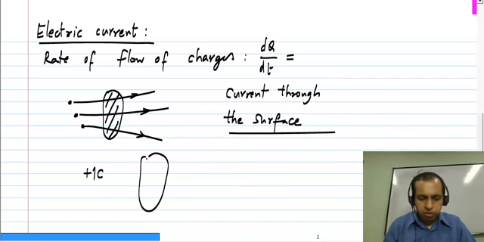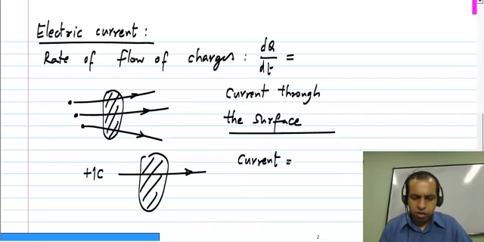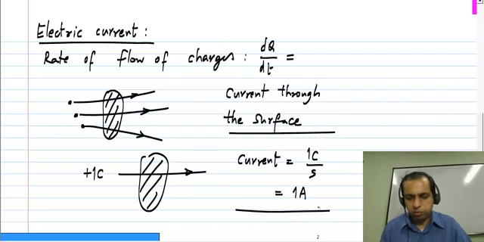that happens to cross this surface in 1 second, that is, over 1 second a total of 1 coulomb of charge crosses a certain surface, then the current will be the rate of change of charge, which is 1 coulomb per second, which is given the unit of 1 ampere. Okay. Now you also very likely know this.